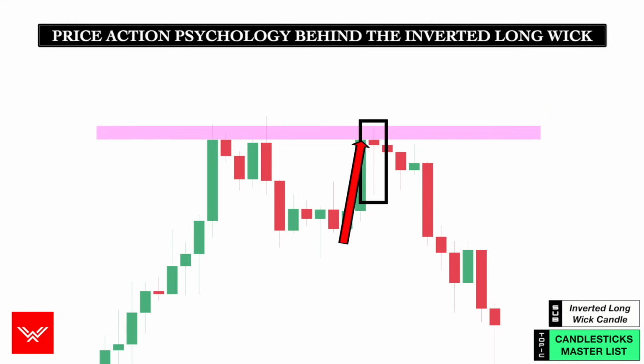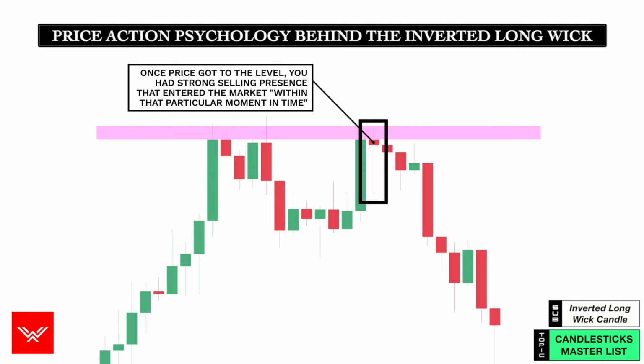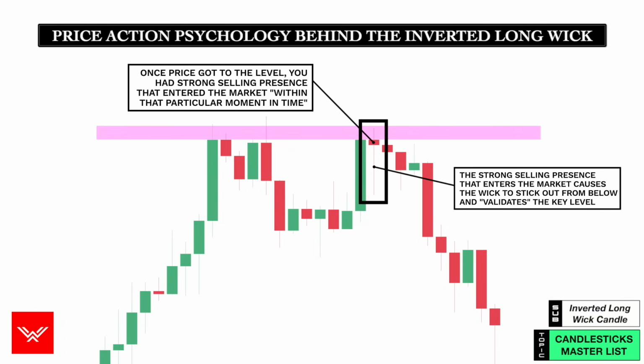Once price got to the level, you had strong selling presence that entered the market immediately within that particular moment in time, causing the wick to stick out below and against the moving uptrend, and validates that the level is in play and respected this time around.